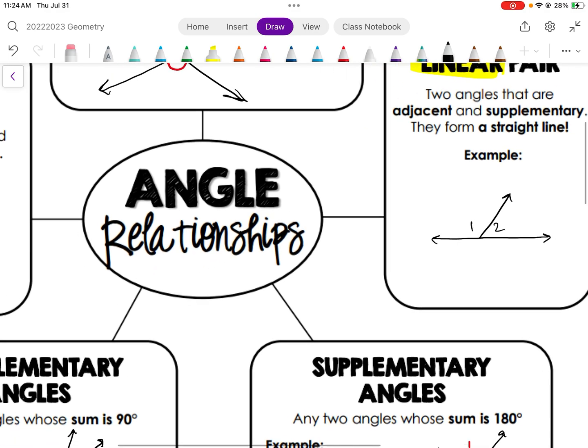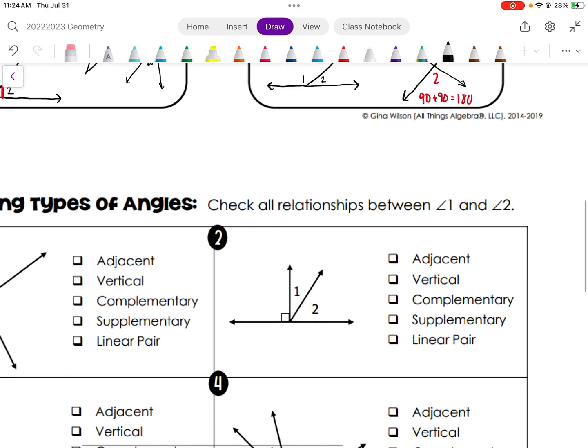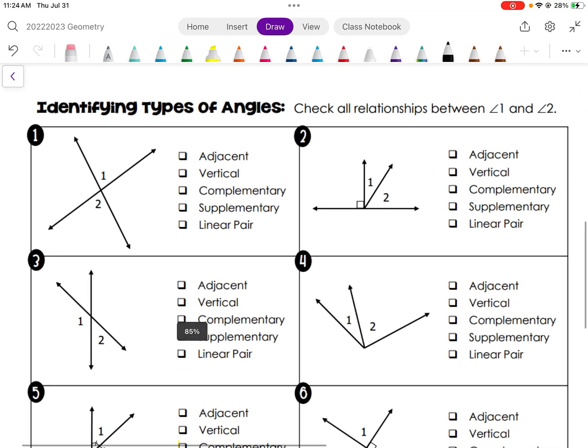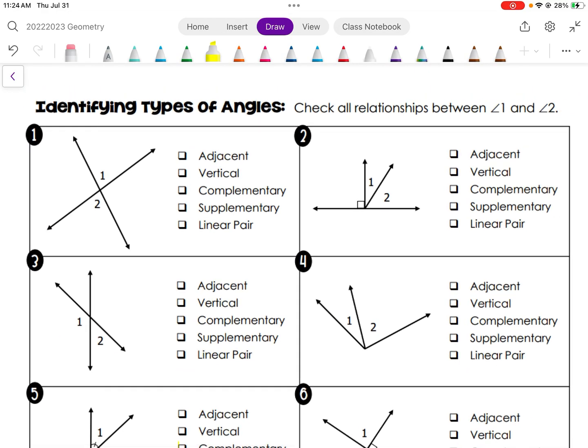So here's your task for right now that you are going to do on your own. Pause, and I want you to check all relationships between angles 1 and 2 for each of these examples. Some of them you might be only checking one box. Some of them you might be checking multiple boxes. Check anything that applies. Once you have that done, let's see if we were right.